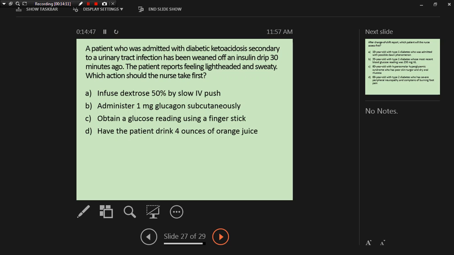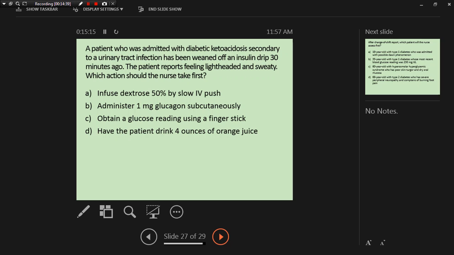Because we said that patients, as we correct them, we give them an insulin drip, we need to drop their glucose slowly. We want to prevent the shifts in fluid and electrolytes, decrease the risk for cerebral edema, but we also don't want to make them hypoglycemic. It's a very real risk with having patients on an insulin drip. And the case scenario tells us the patient feels lightheaded and sweaty, which are characteristics of hypoglycemia.